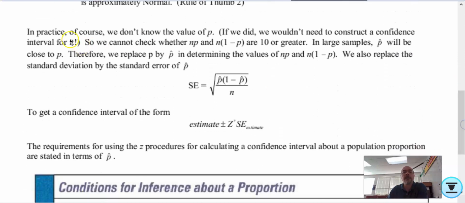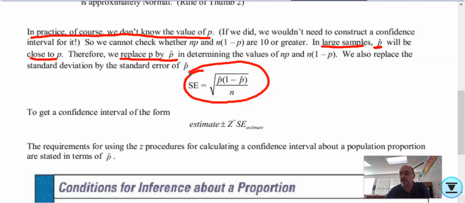Now, in practice, of course, we don't know the value of P. Okay, it is not realistic. If we did, we wouldn't need to construct a confidence interval for it. So we cannot check whether N times P and N times its complement are 10 or greater. In large samples, P hat will be close to P. Therefore, we replace P with P hat in determining the values of N times P and N times 1 minus P. We also replace the standard deviation by the standard error of P hat.